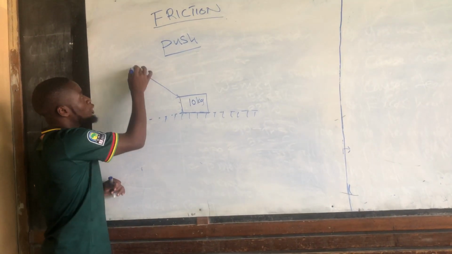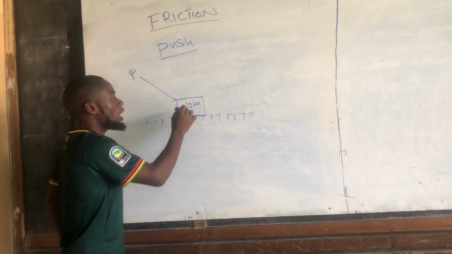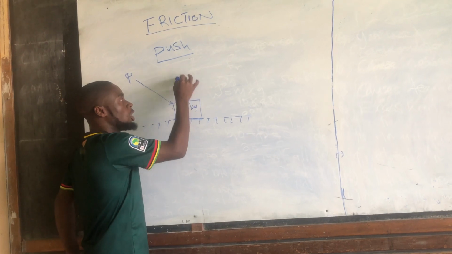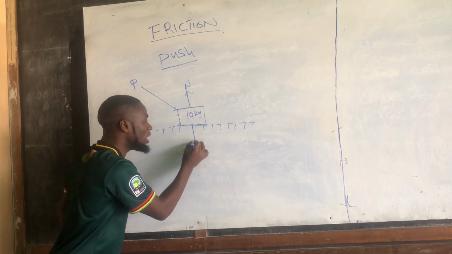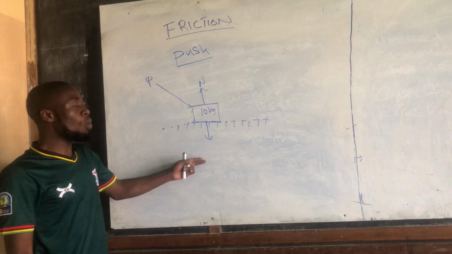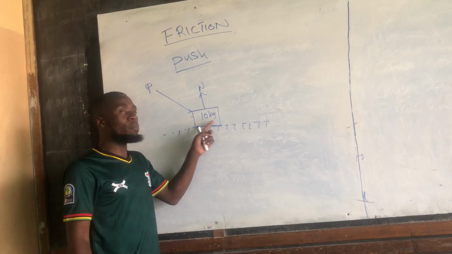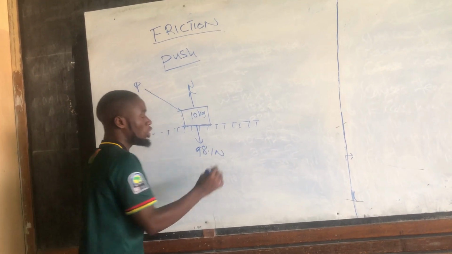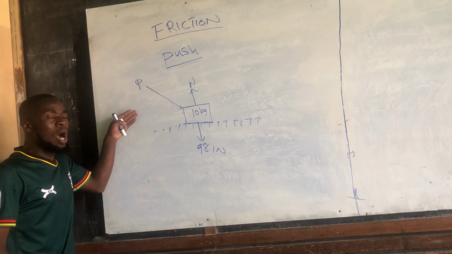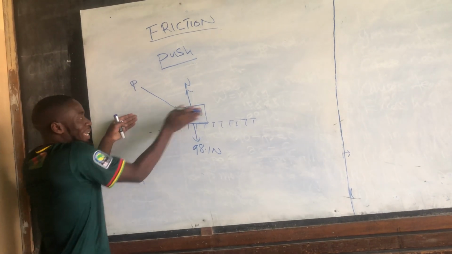So let's say we are pushing it for speed here. And what do we always have here? The normal force. It's a mass, never leave out the normal force here. And what we have down here is the weight. The weight is mass times gravity, 10 multiplied by 9.8, which is 98.1 newtons here.